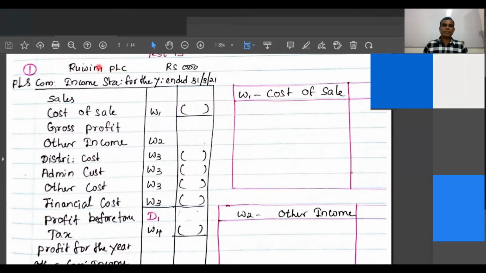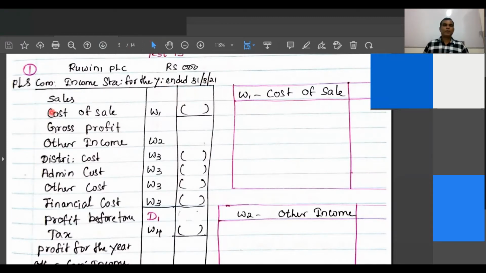Look at that: Rovini PLC, based on the entity concept. Based on the money measurement concept, you write the currency. Based on the periodic concept, you write profit or loss and other comprehensive income statement for the year ended 31st March 2021. Here, sales value can be written.